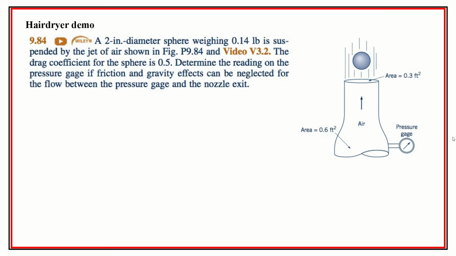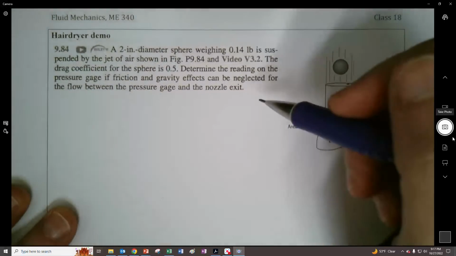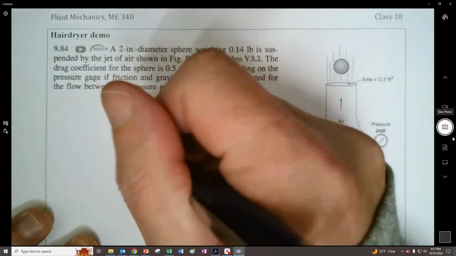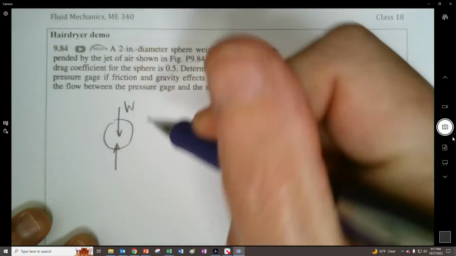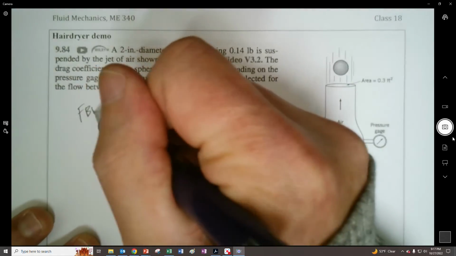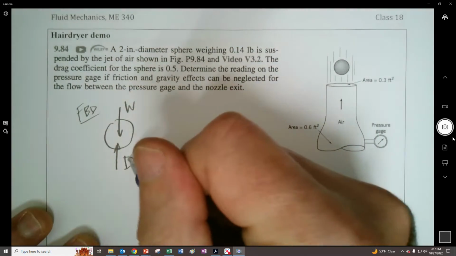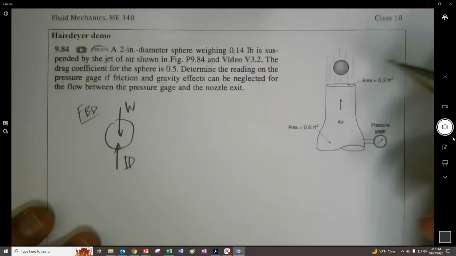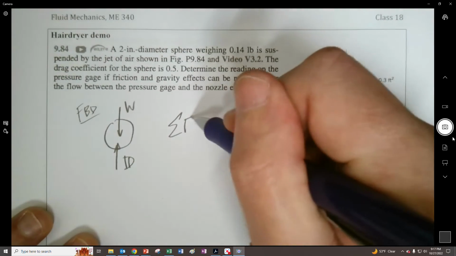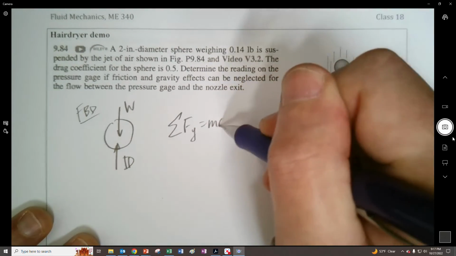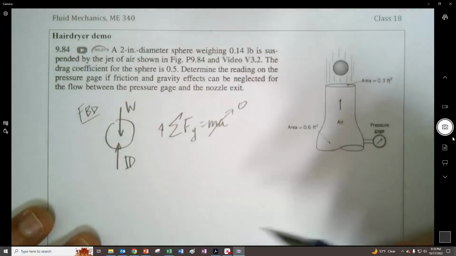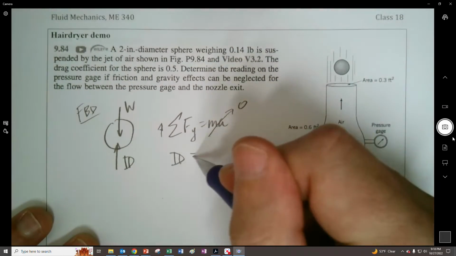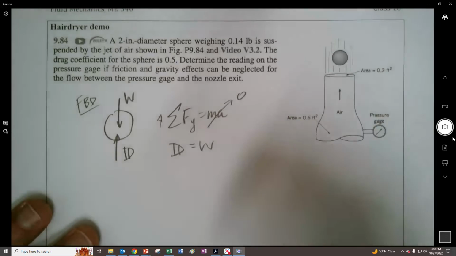So it's sort of a combination where you're using a little bit of Bernoulli here. If we look at this, the drag force F_D and the weight are going to be equal to each other in order to balance this thing out right here. So drag equals weight in this case.